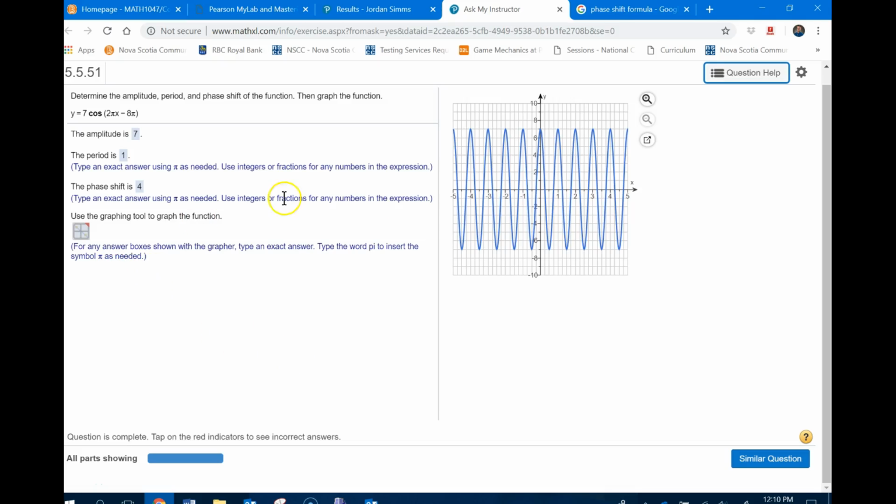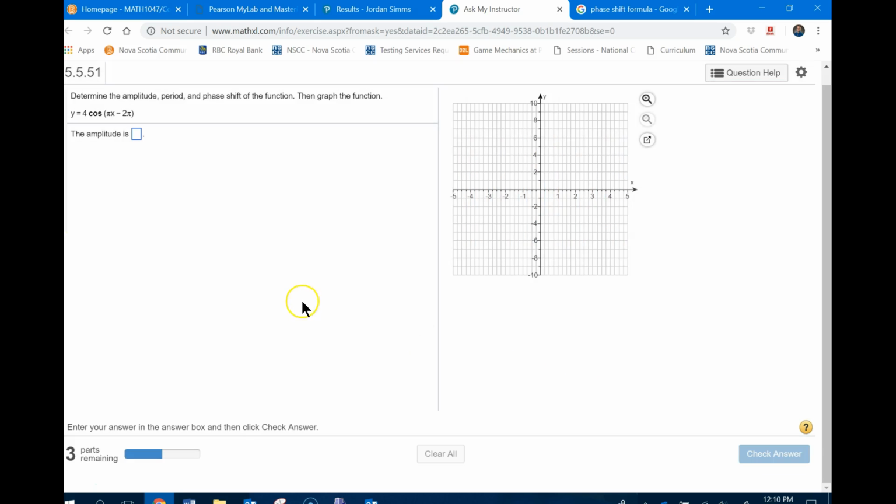Hey Kim, let's check this one out. Now, if I understand your question right, you're good with all this stuff. You can find the period, phase shift, amplitude, vertical shift, whatever, but it's the graphing tool that's giving you trouble. So check this out. Here's kind of how I think about it.